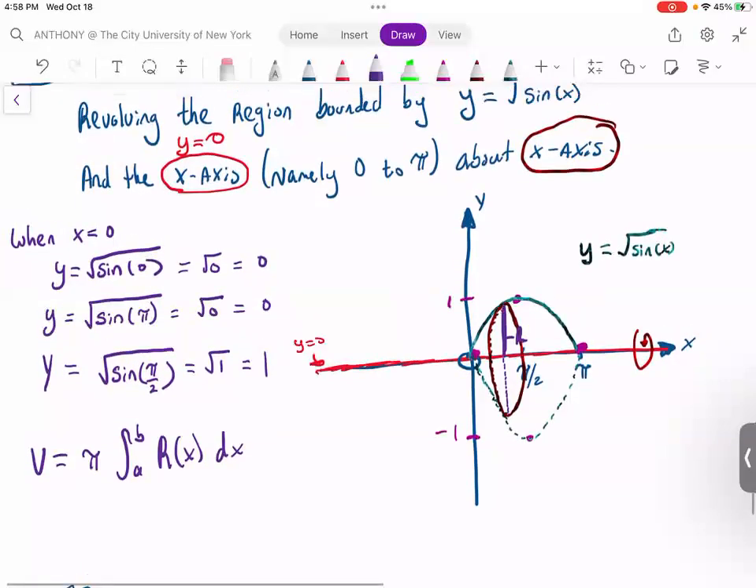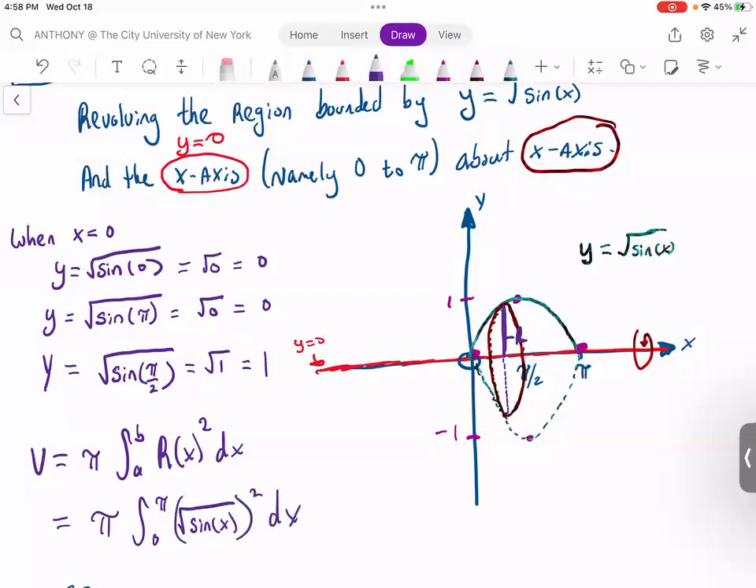So we're going to get pi times the integral of R of x squared, my apologies, from 0 to pi of the square root of sine of x, squared, dx. And this is actually an integral that we could compute real quickly.